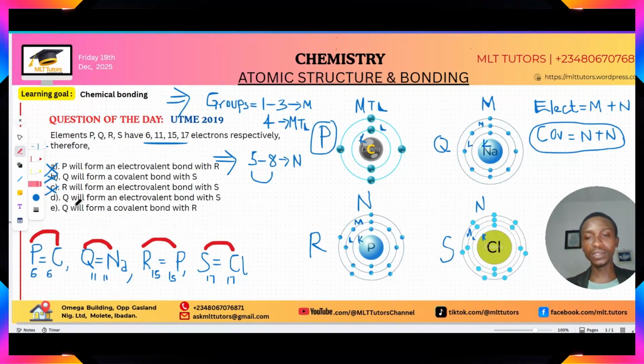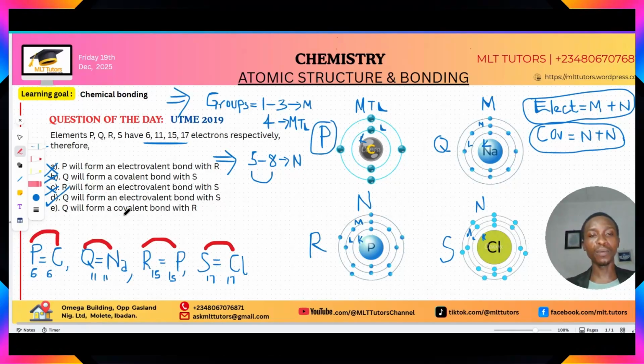Then option D, element Q will form an electrovalent bond with S. Q, a metal, combining with S, which is a non-metal. And we have established that when a metal combines with a non-metal, the bond that is formed is electrovalent. Definitely, option D is the correct option, because Q will form an electrovalent bond with S, because Q is a metal and S is a non-metal.